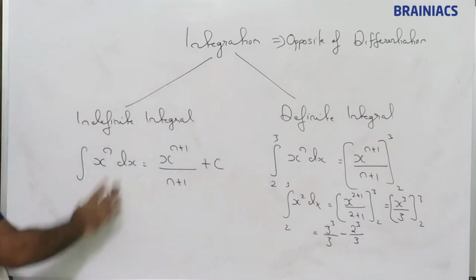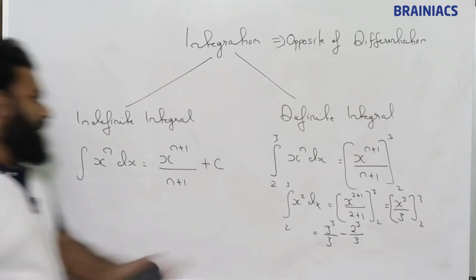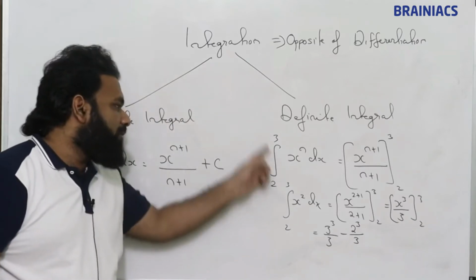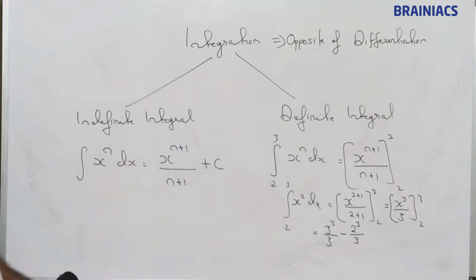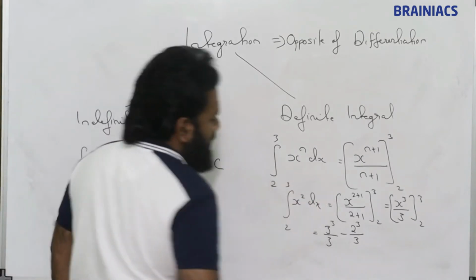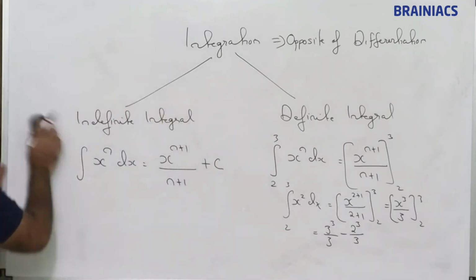This is the basic introduction of integration, indefinite integral and definite integral. In definite integral, we will be careful about the limit. We will apply the limit. Here nothing is there, but the constant will come. Why is the constant not coming here? Okay, see, I will show you.